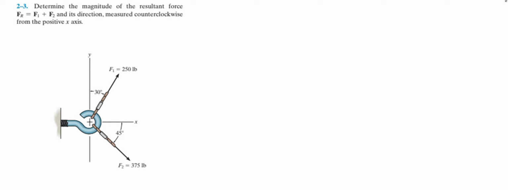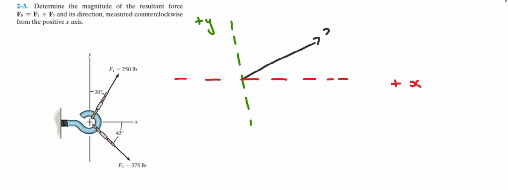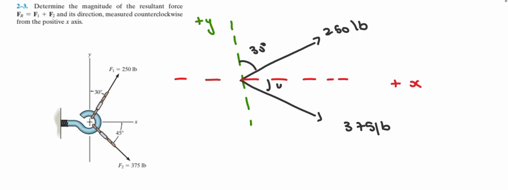Let's make the diagram. This is basically our positive y-axis, and this is nothing but our positive x-axis. This is our 250 pound force, which makes an angle of 30 degrees with the positive y-axis, and this is nothing but our 375 pound force, which makes an angle of 45 degrees with the positive x-axis.